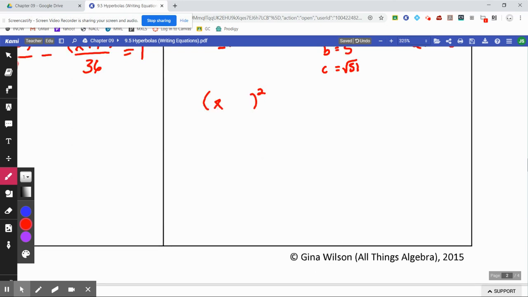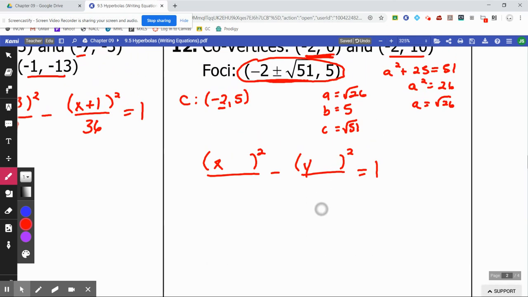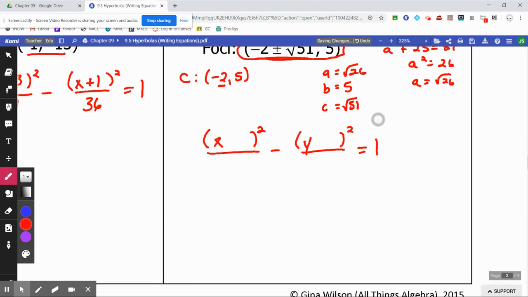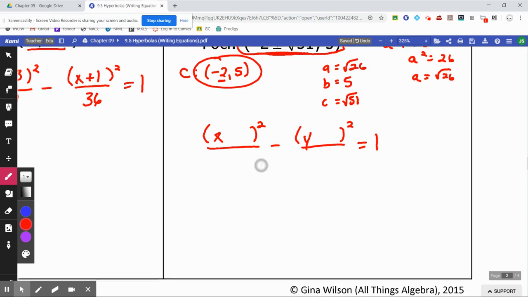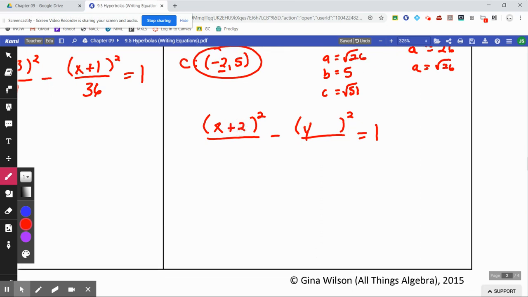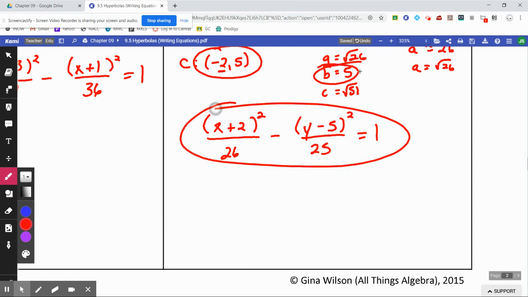So we're going to list our x stuff first. X stuff squared over a squared minus the y stuff squared over b squared is equal to 1. To move it to our center, which was left 2 and up 5, we're going to do plus 2 on the x, and we're going to do minus 5 on the y. The a squared, which is root 26, a squared would be 26, goes under your first term. b squared goes under your second term, and there is your hyperbola.